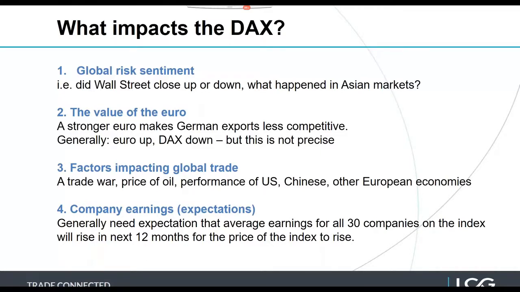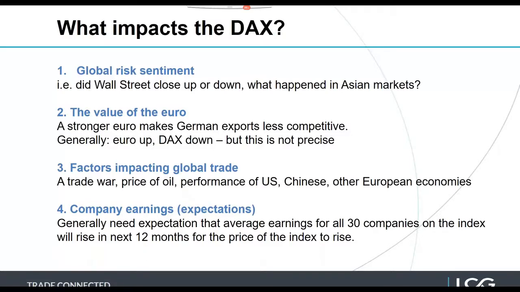So obviously that's an average, so some companies could be doing very badly, some companies could be doing very well, but as long as on the average we're expecting the earnings to go up, that sets the framework for the price of the index to go higher. But obviously there will be periods when the market goes down, even though earnings expectations are on the rise.